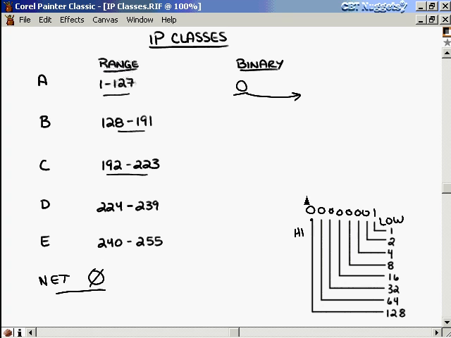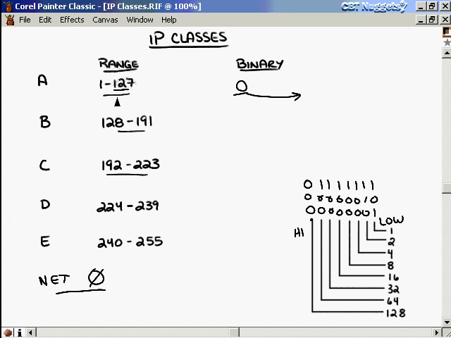If I had all zeros, except for this value here, now I have the decimal equivalent of 2, still a Class A address, all the way up to the point that I had a 0 in the first bit, the high order bit. All the rest of these are 1s. If that happens, I add up 1 plus 2 plus 4 plus 8 plus 16 plus 32 plus 64, and I come up with 127, which is the high end of this range. Starting to make sense now, right?